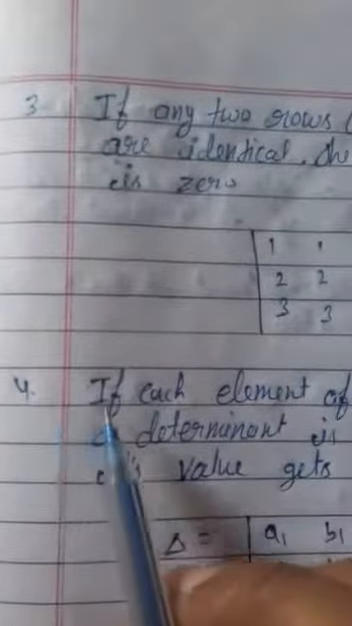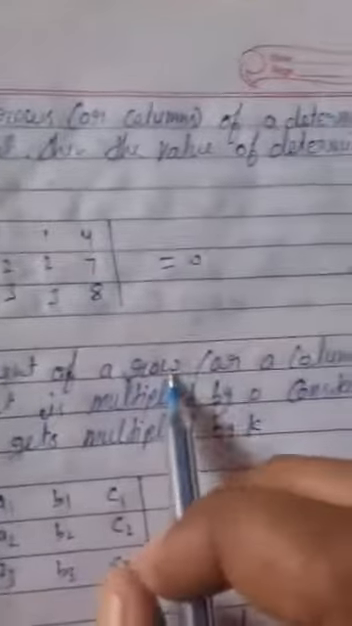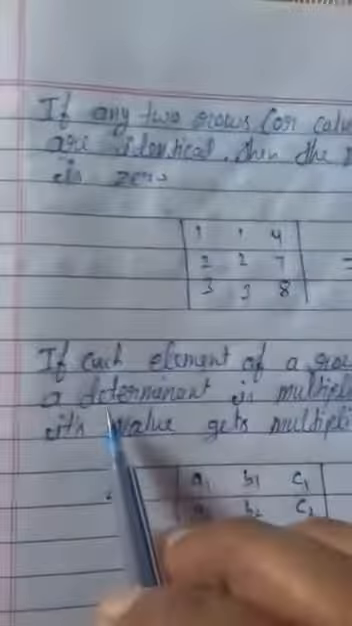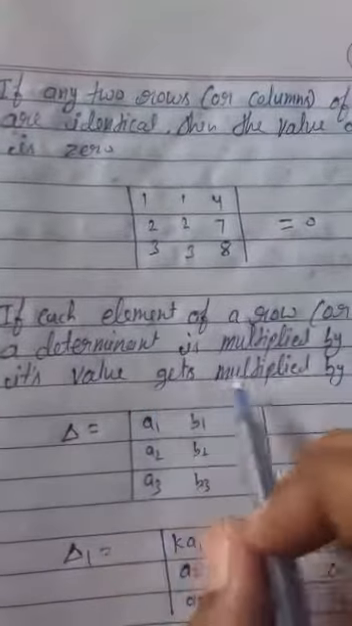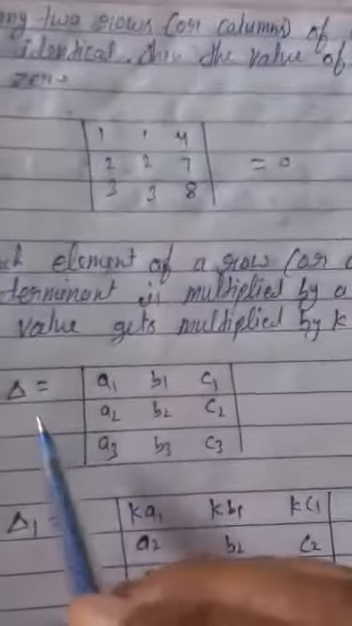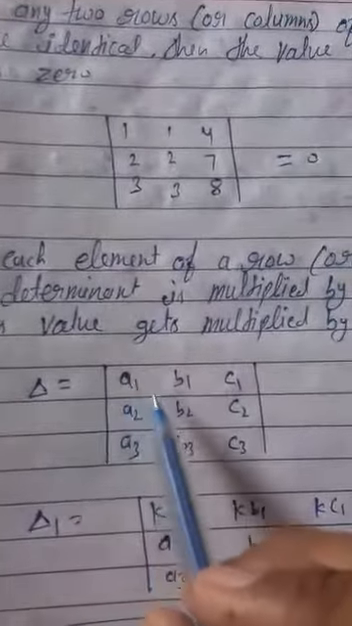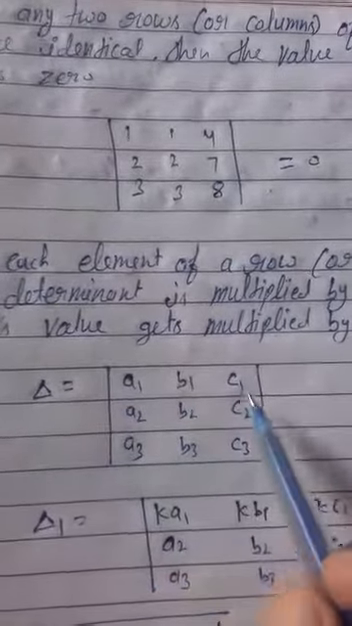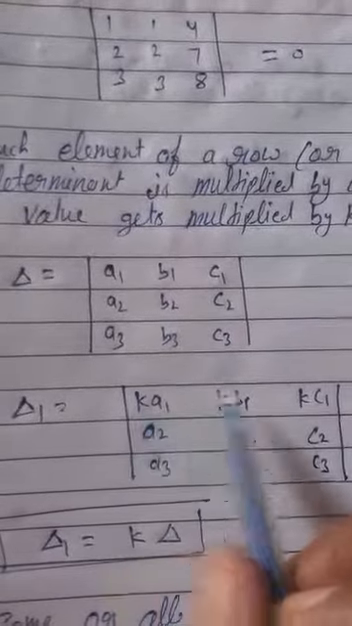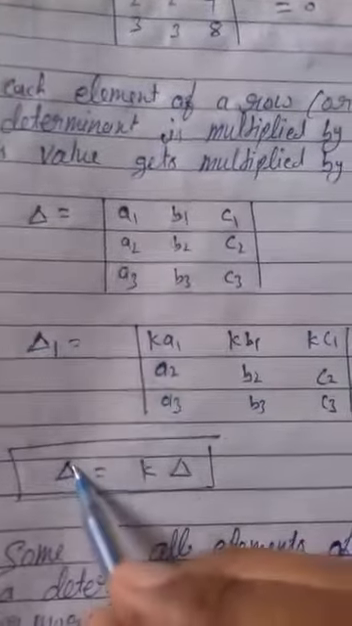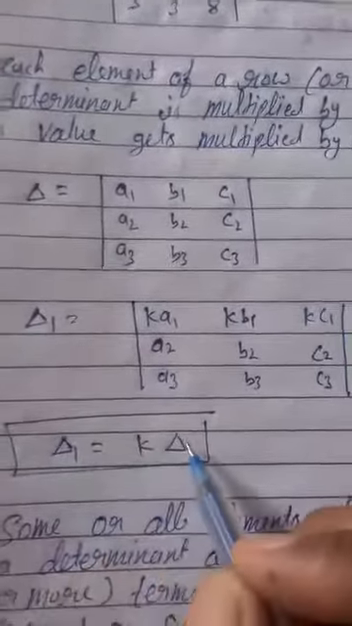Next property: if each element of a row or a column of a determinant is multiplied by a constant k, then its value gets multiplied by k. Suppose that del equals a1 a2 a3, b1 b2 b3, c1 c2 c3, we have multiplied the first row by k, then the value of del 1 is equal to k times del.